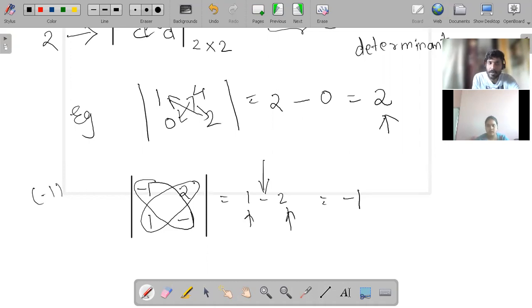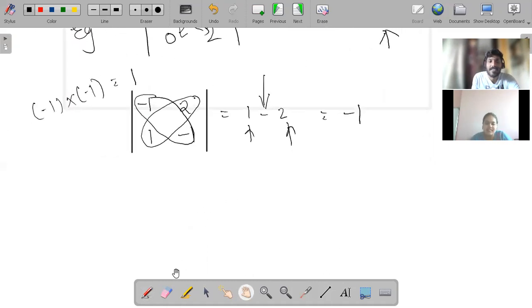Minus 1 into minus 1, what happened? Plus 1, right? No, but the bigger number's sign is minus. Minus into minus is what? I don't know. Is it the bigger number's sign? You're multiplying. In multiplication, minus into minus is plus. No, I'm lost. I don't know.